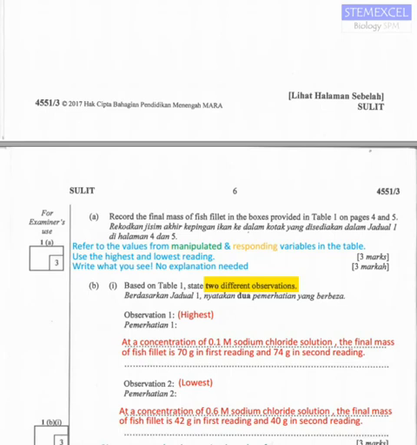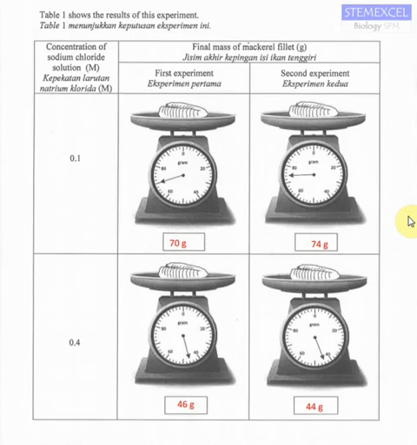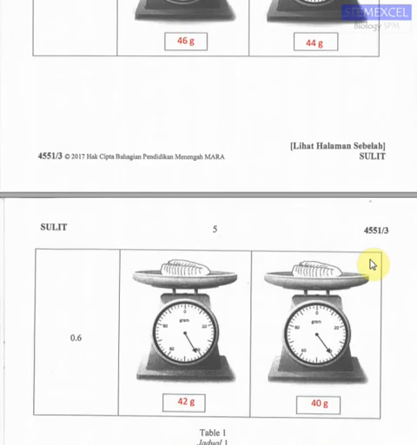And normally, because you have 2 observations, you can usually put the observation that has the highest value of the responding variable and also the lowest value of the responding variable. So in this case, let us go up to the diagram here. Here you have 70 grams, 74 grams. This will be the highest value coming from 0.1 molar sodium chloride solution, and the lowest would be coming from 0.6 molar sodium chloride solution. You have 42 grams and 40 grams. So you can write both of them.